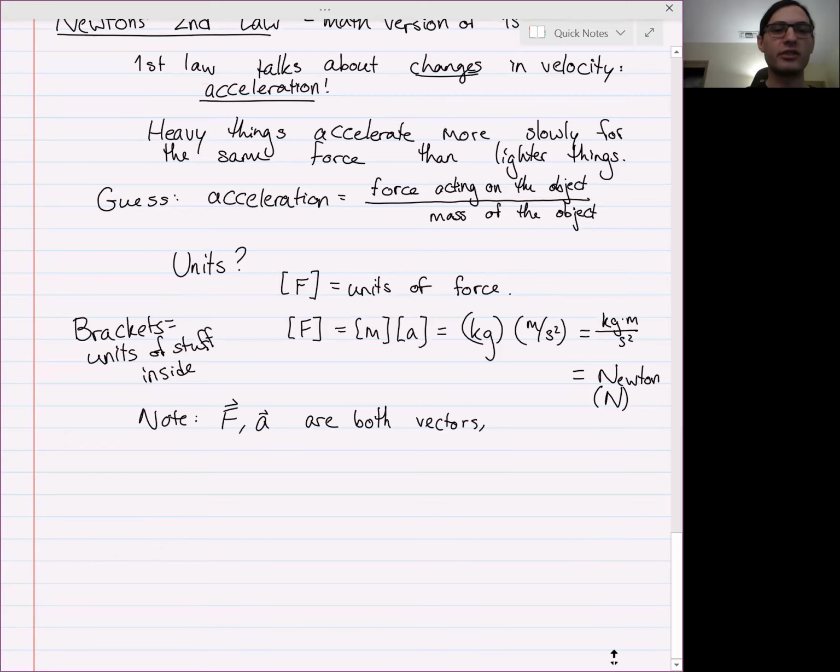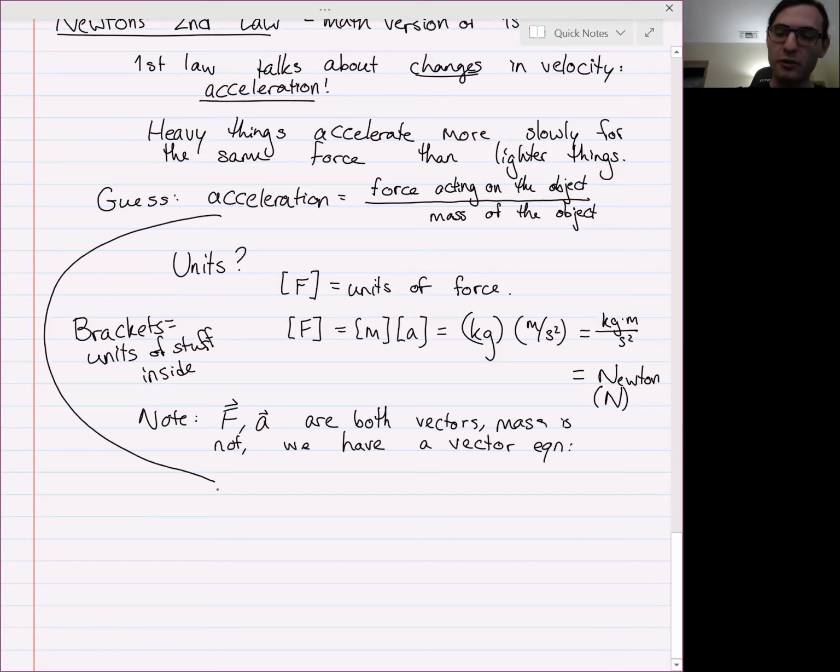Force and acceleration are both vectors, and mass is not. So we have a vector equation, an equation relating two vectors to each other. From this equation, the acceleration should be equal to the force divided by mass. And this is a totally valid vector equation too, right? Because you can always multiply or divide a vector by a number. You can't divide a vector by another vector, but mass is just a number.